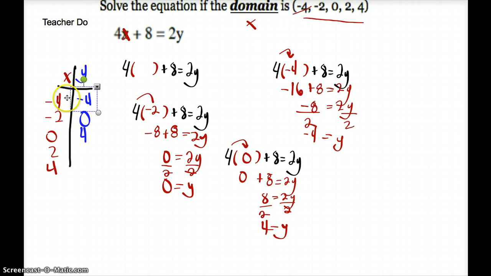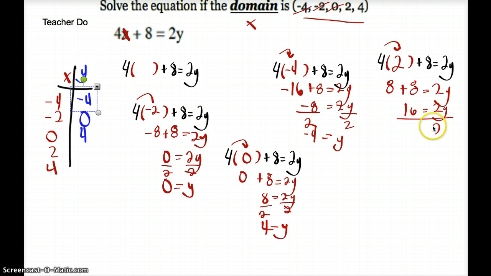So I have 3 points already. I only really need 2 points to make a line, but the question's asking me to solve for all these domain values to find all my range values. So I'm going to put in the 2, because I've done this one, then this one, then this one. Now I'm on this 2. 4 times 2 is 8, plus 8 equals 2y. 16 equals 2y. Divide both sides by 2. Y equals 8.